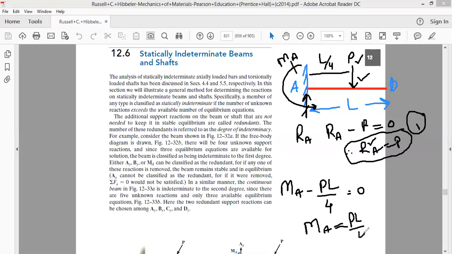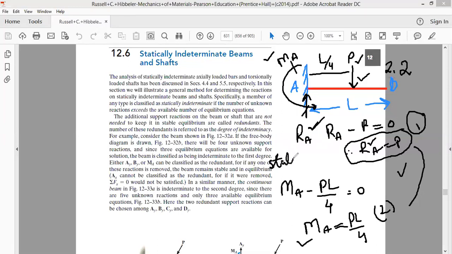Now we have two equations, equation 1 and equation 2, and we have two unknowns. Our unknown reactions are two: the unknown reaction RA and the unknown moment MA. We have two unknowns and two equations to find the values of those two unknown reactions. Therefore, we say this is a case of statical determinacy. This is a statically determinate beam.